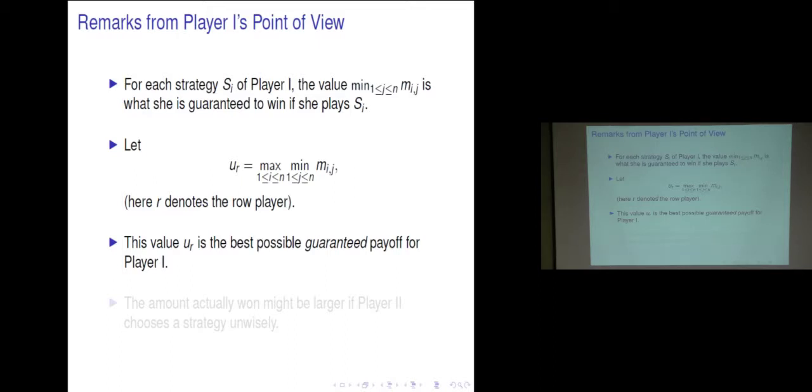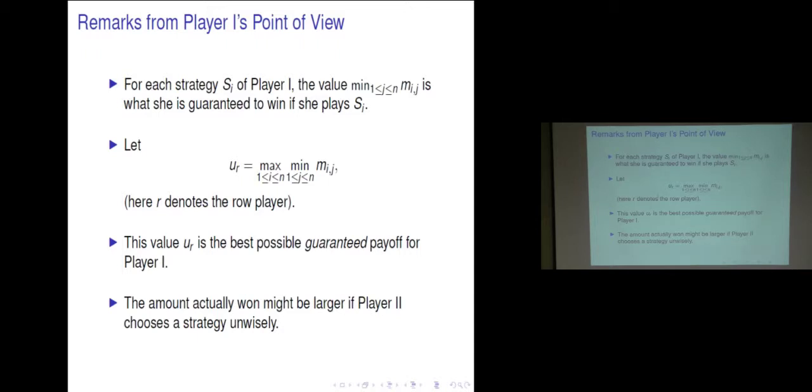Is this okay? So this number, the max min, is important because this is the best possible guaranteed payoff for player 1. Now, the actual amount won by player 1 might be larger if player 2 plays a stupid strategy, but there's no guarantee. Player 2 may be clever and always make the wise move, right? Is it clear? So in this slide, we define a special number called U sub R, which is max min.